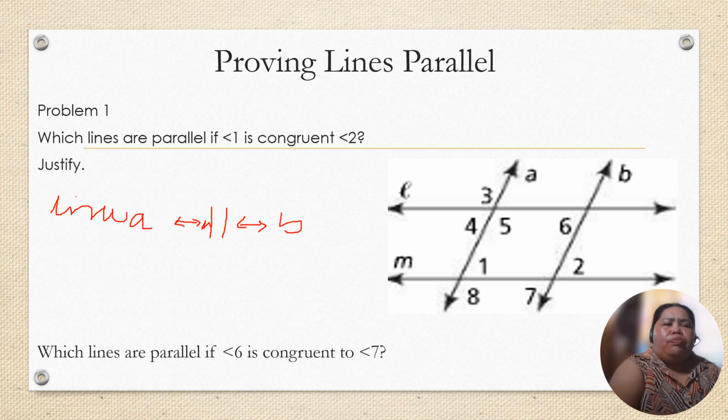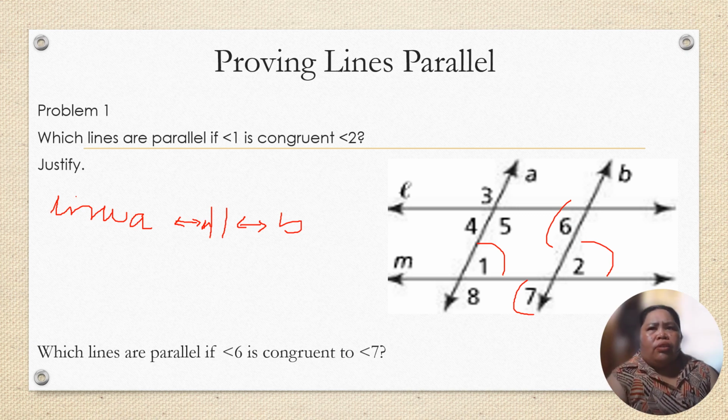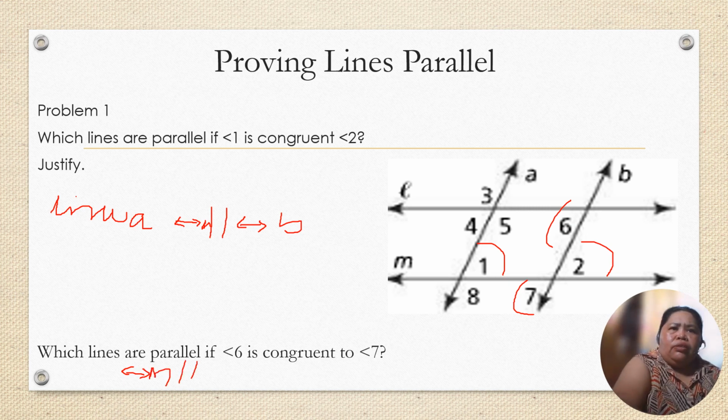Next, which lines are parallel if angle 6 and angle 7 are congruent? Of course, we could say that line M is parallel to line L. So line M and line L.